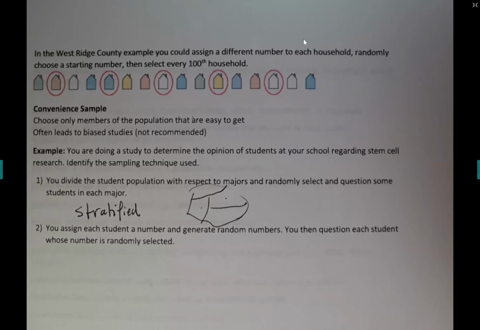Number 2, you assign each student a number and generate random numbers. You then question each student whose number is randomly selected. Simple random. Yeah. You see, I did this example last semester and I had a student say right away systematic, but I said, where is the system? I didn't say every 4th or every 5th. I said we're picking, just off technology, selecting random, generating random numbers, probably using the program that I showed you on the calculator or the table. I have no control of this. So this is a simple random sample.